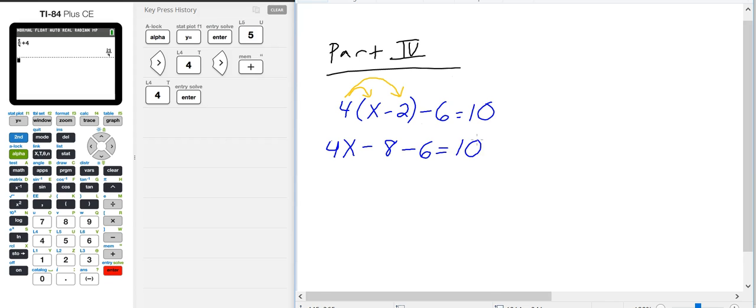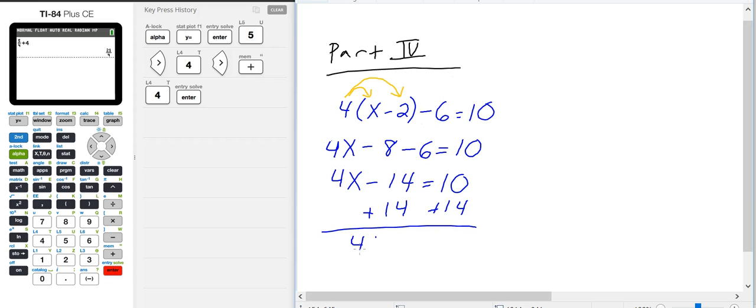Now we can combine the constants on the left-hand side. So 4x minus 14 is equal to 10. And now we could solve this. This is a pretty basic equation. We're just going to move the constant to the right-hand side, plus 14 and plus 14. 4x is equal to 24. And then we divide both sides by 4. We want to get the x alone, so the 4's cancel out, and 24 divided by 4 is 6. X is equal to 6.